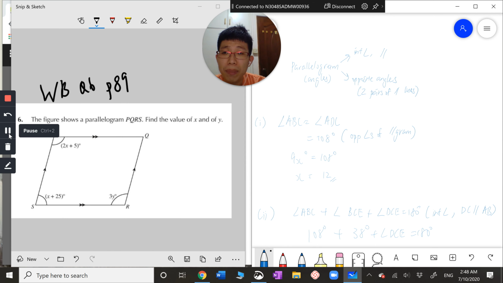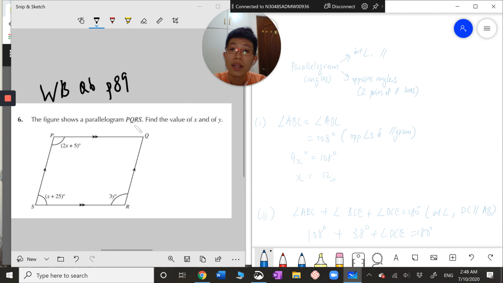Okay, so let me give you some tips on question 6. Question 6 is also a parallelogram. So whenever you think of parallelogram, there are two interior angle properties that you can consider. Interior angle between parallel lines, they add up to 180. And opposite angle, when you see two pairs of parallel lines, the opposite angles will be equal to each other. So in this case, what does it mean? It means that angle SPQ, this angle here, is equal to angle SRQ here.